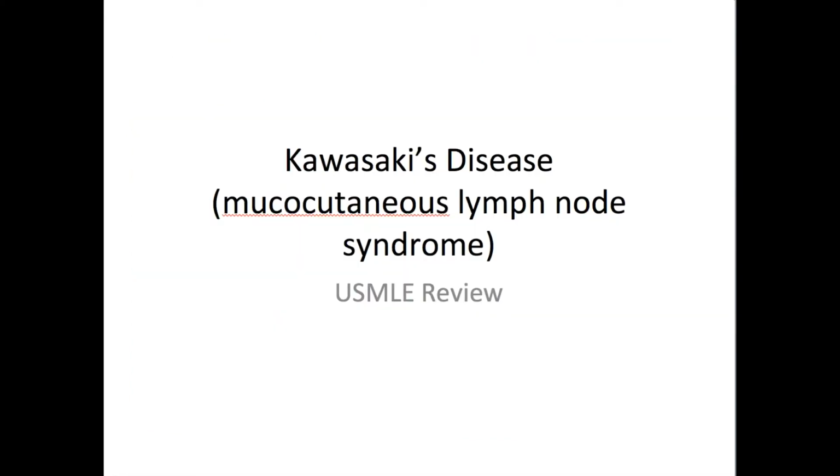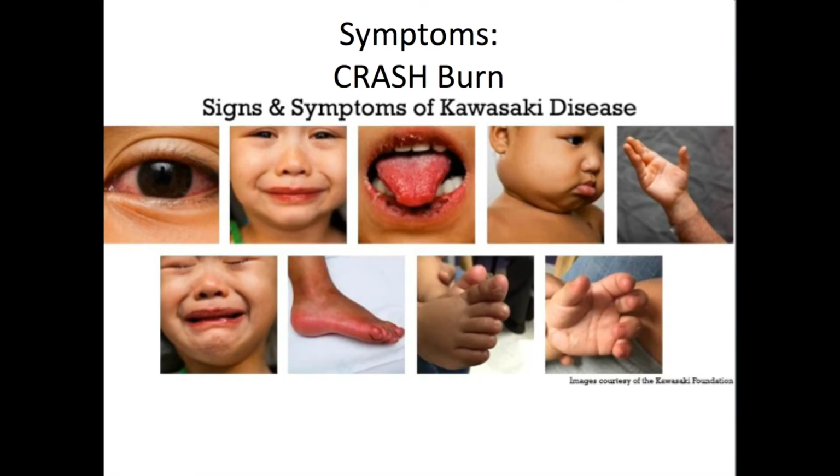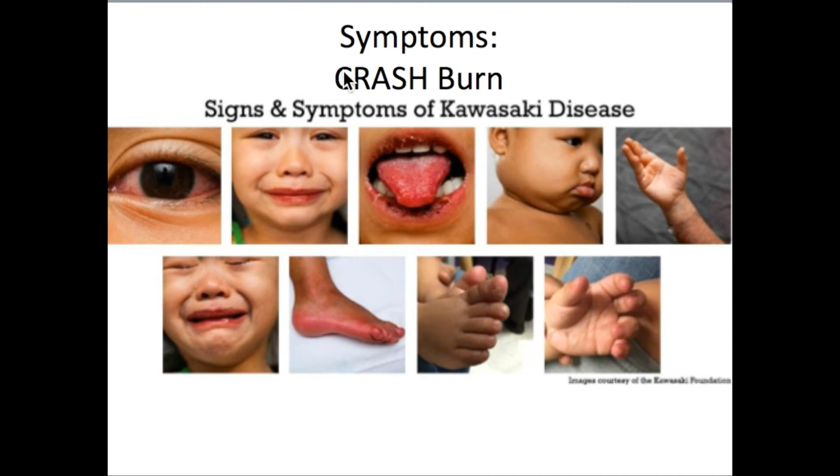So Kawasaki's disease, like I said, is a mucocutaneous lymph node syndrome, and here is basically what you need to remember for Kawasaki disease: the CRASH mnemonic as well as the BURN mnemonic. We'll discuss the burn later on, but specifically C stands for conjunctivitis, which is usually bilateral conjunctivitis and is non-exudative. Usually you don't have any discharge associated with it. The R refers to a rash that's usually on the trunk of the baby, but can involve the extremities such as the hands and the soles of the foot.